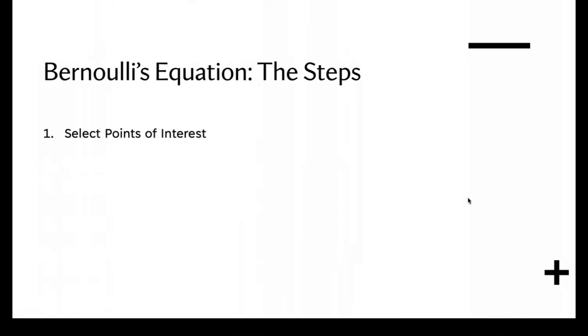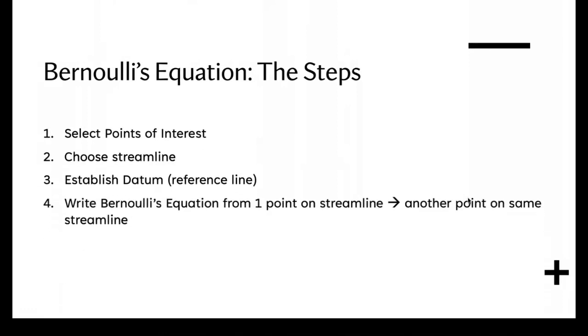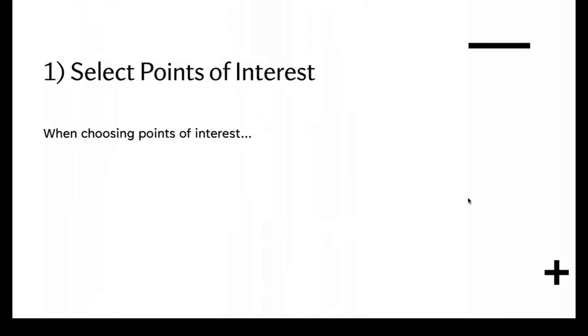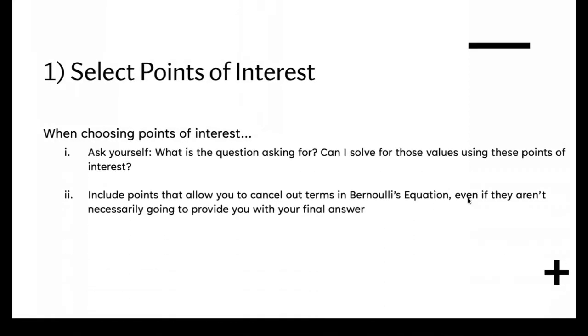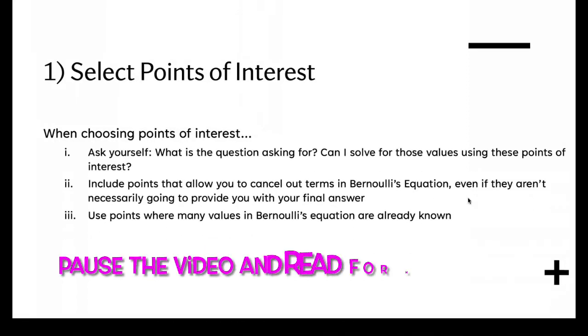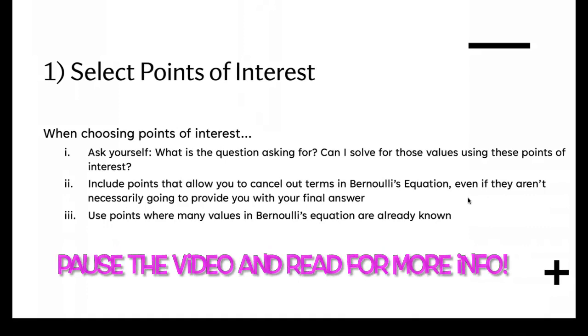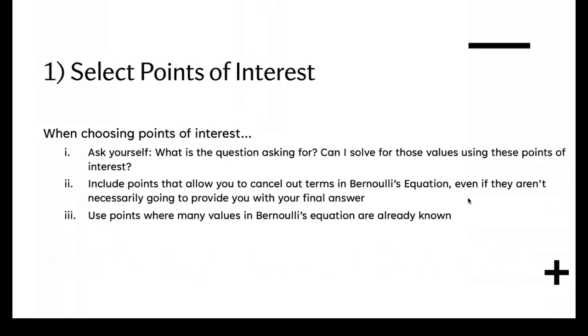The steps are first to select points of interest, choose a streamline, establish a datum, write Bernoulli's equation from one point on the streamline to another on the same streamline, and then solve for the unknowns. When choosing points of interest, go ahead and pause here and look at some tips to select these points. Essentially, we want to choose points that can help us solve the problem, that will help us cancel terms in Bernoulli's equation, and where a lot of the terms are already known.